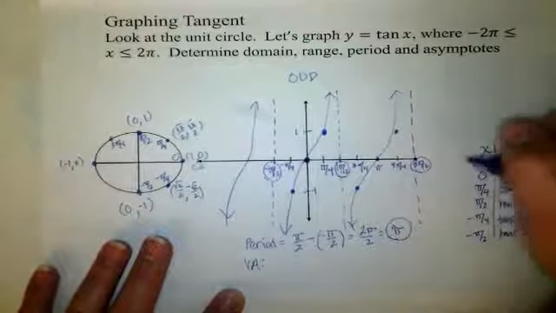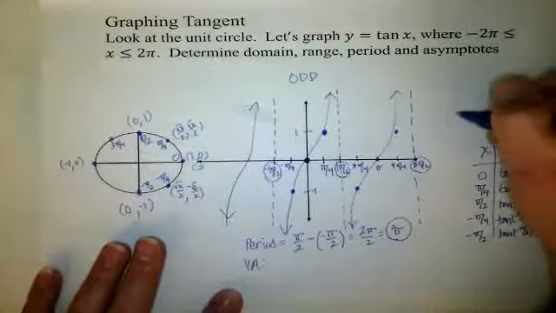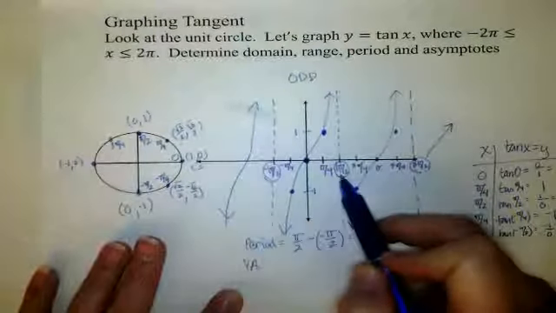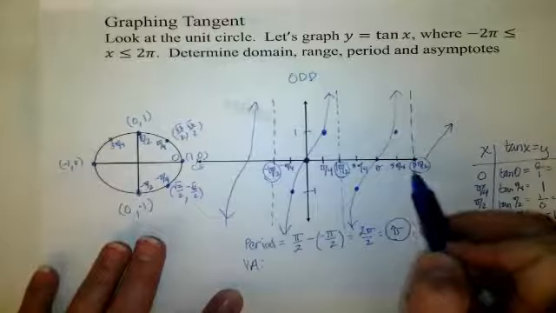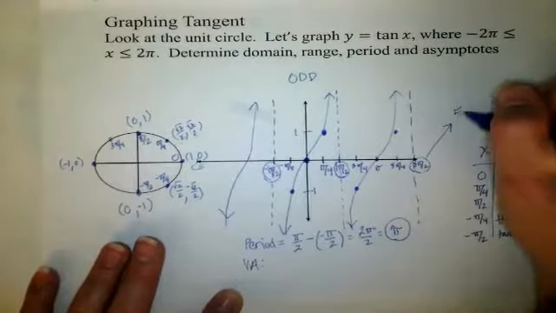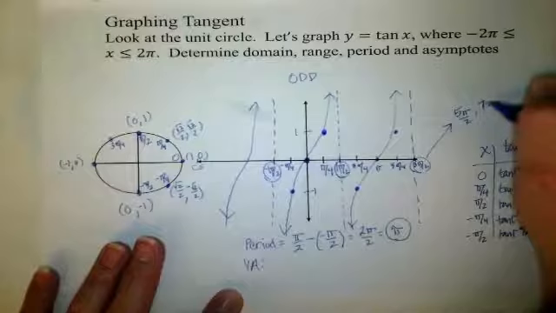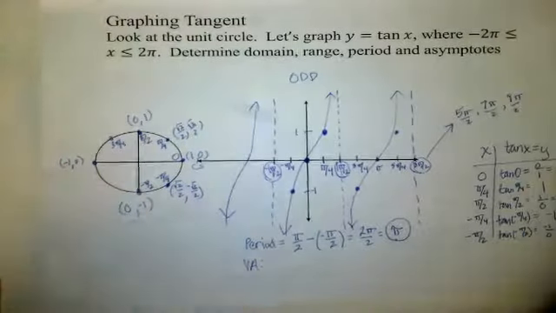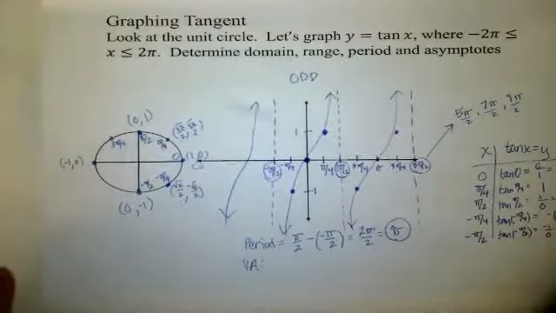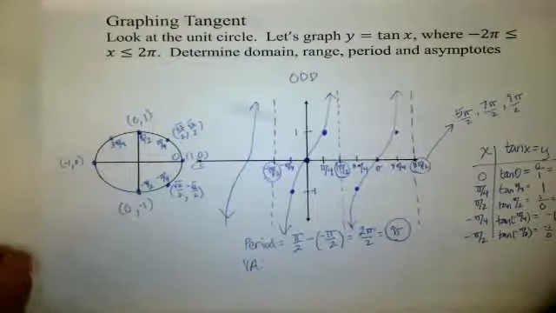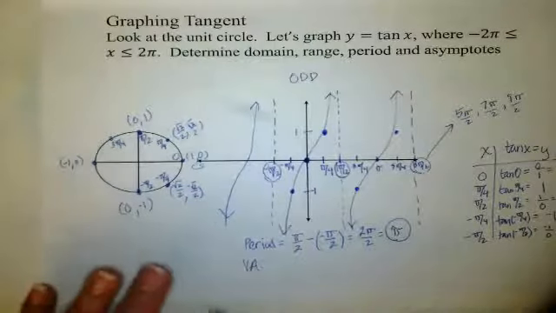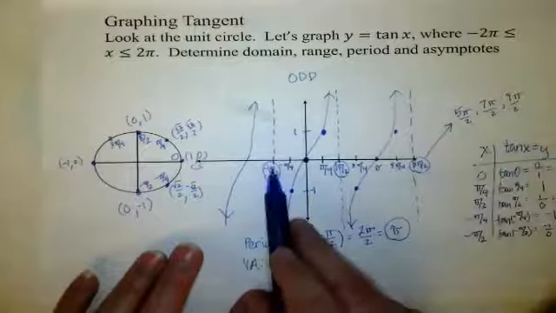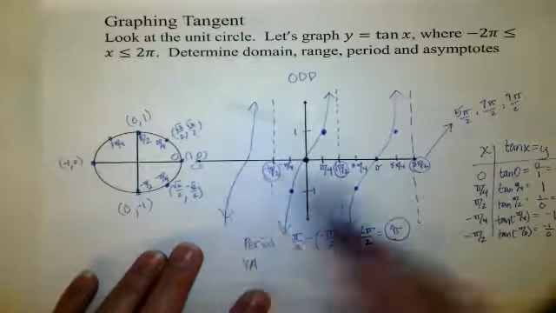What are the other asymptotes? Thinking about patterns: negative 1 pi over 2, 1 pi over 2, 3 pi over 2. What's another? 5 pi over 2. What else? 7 pi over 2. What else? 9 pi over 2. How do we know? What is the pattern that we're seeing? Odd multiples of pi over 2, and also the negatives. So negative 1, negative 3, negative 5, pi's over 2.